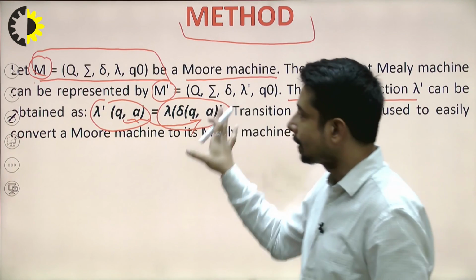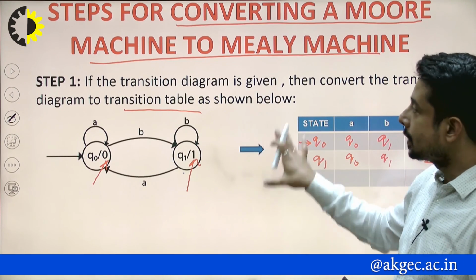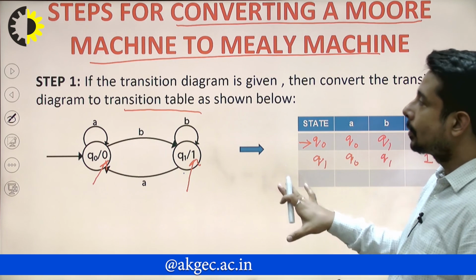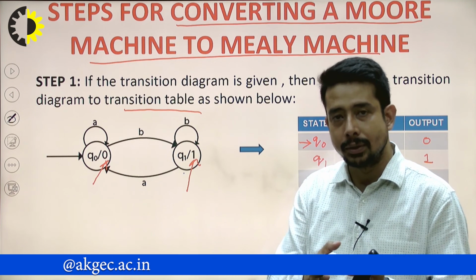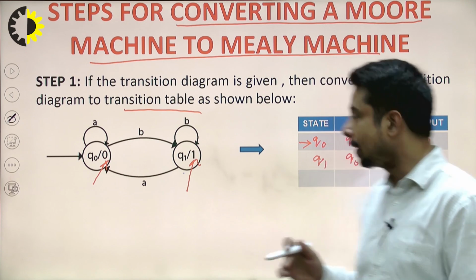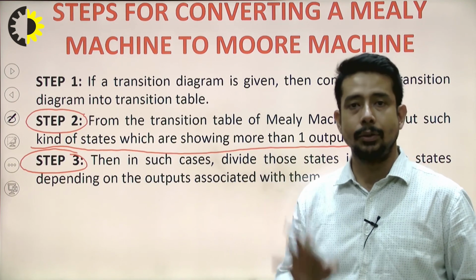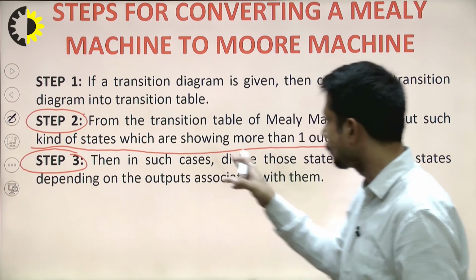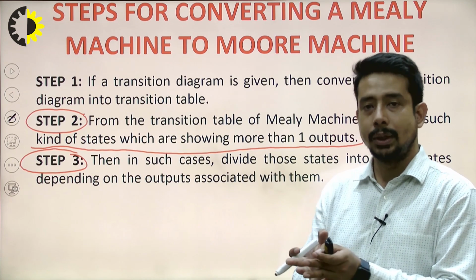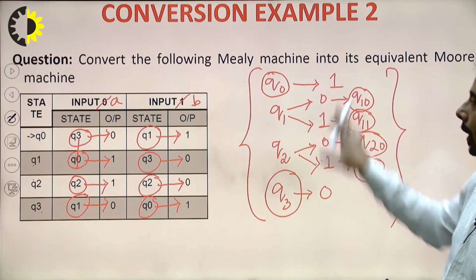Next, we found the method in a formal description way. Then we saw the steps, and within the steps I defined an example. For Moore to Mealy, it's very easy. If a transition diagram is given to you, convert it into a transition table, designate the transitions, and then finally write down the outputs based on the states. That's it. In case of Mealy to Moore machine, you need to focus on two things: if you find any states showing more than one output, then you need to differentiate those states with any nomenclature, so that those states have their own association with the outputs, okay? And then finally I showed you an example of how to convert it.